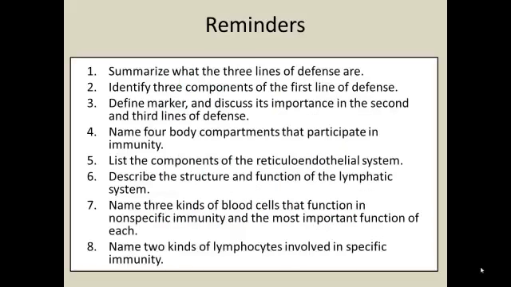Well, that's it for these 2 topics. As a reminder of what I want you to keep in mind while you're watching these recorded lectures and while you're reading the textbook, I want you to be able to summarize what the 3 lines of defense are, identify 3 components of the first line of defense, define marker and discuss its importance in the second and third lines of defense, name 4 body compartments that participate in immunity, list the components of the reticular endothelial system, define the structure and function of the lymphatic system, name 3 kinds of blood cells that function in nonspecific immunity and the most important function of each, and name 2 kinds of lymphocytes involved in specific immunity.